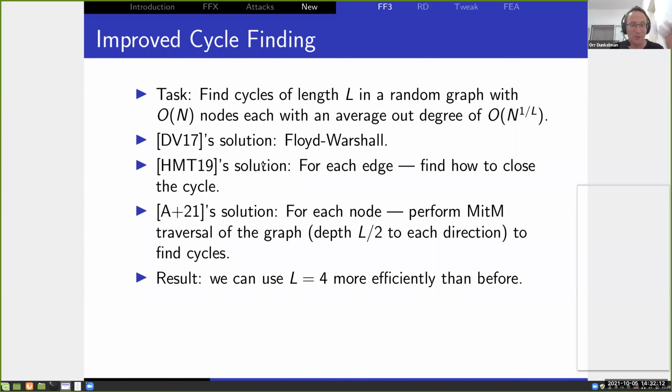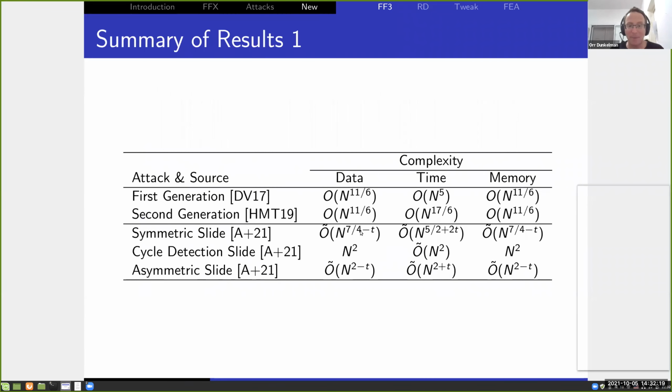So the results, because of that, we are allowed to use L equals 4, which allows us to reduce the data complexity even more, and everybody should be happy. Here is the comparison. I just discussed the symmetric slide attack, and you can see that we beat it in every parameter, and this is even before the fact that we have some trade-off. And I think the most important thing, if you do get to the Eurocrypt paper, the asymmetric slide is the coolest one.